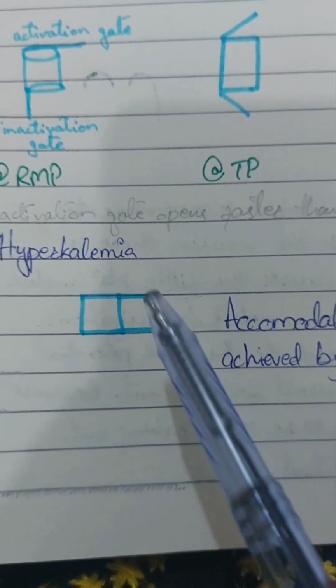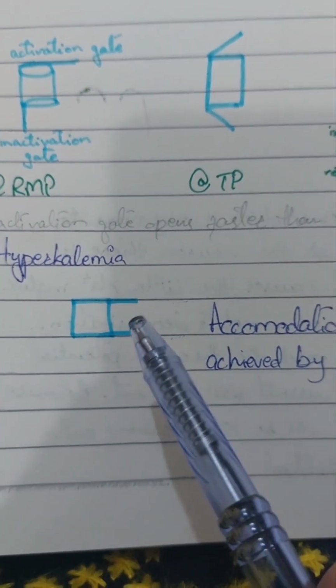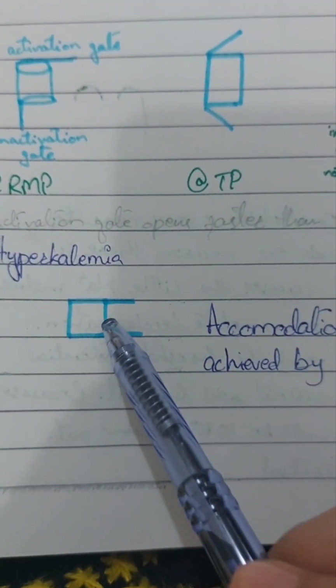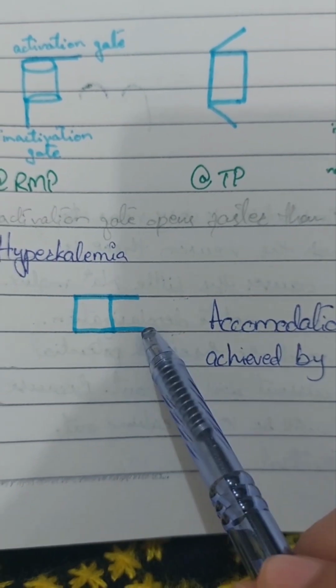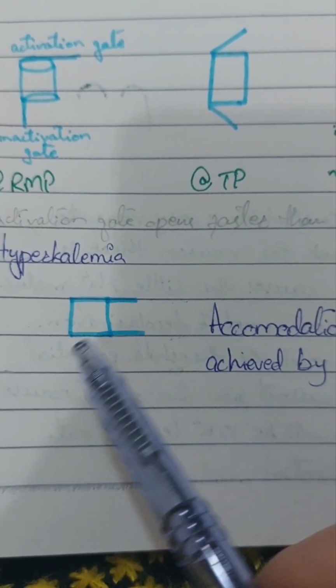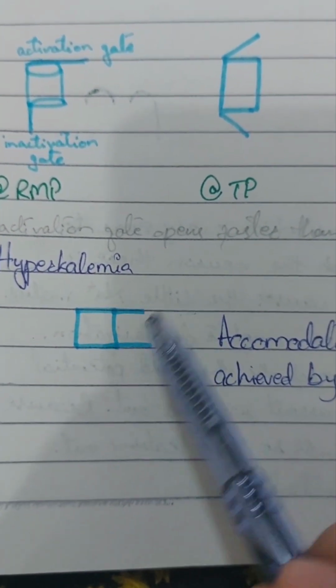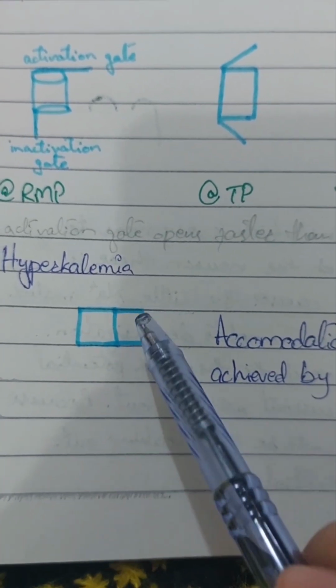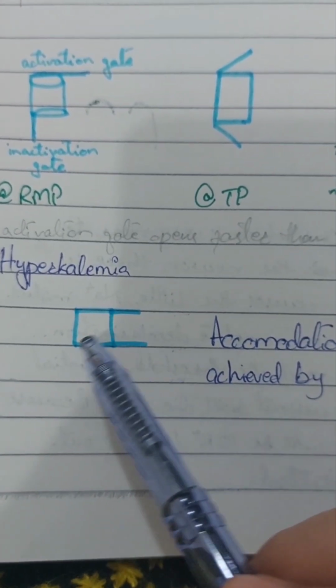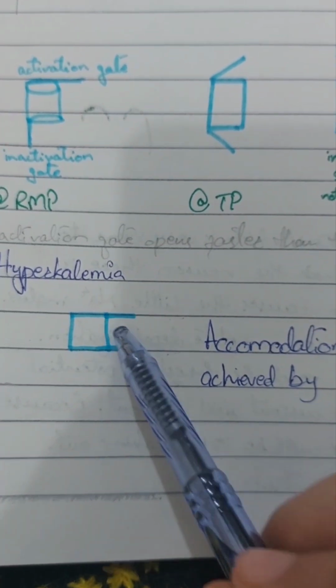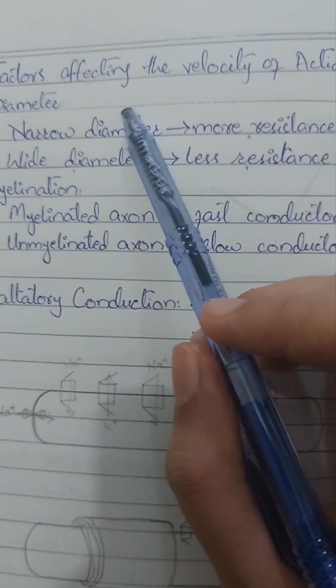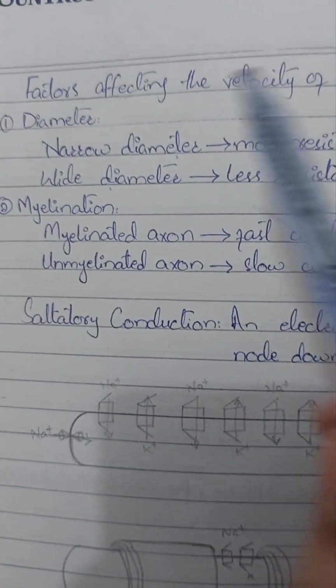In hyperkalemia, a state of accommodation is achieved by the excitable cells because the voltage gated sodium channels are trapped in a position where the activation gate and inactivation gate are both closed, because of the resting membrane potential being chronically near the threshold potential. Next, what affects the velocity of the action potential?